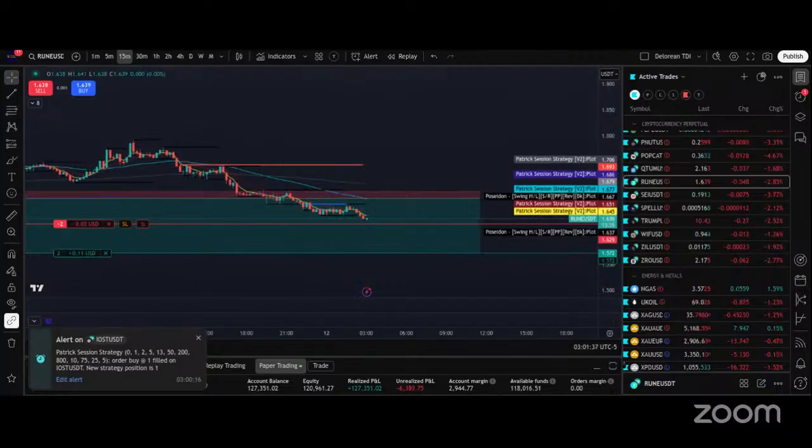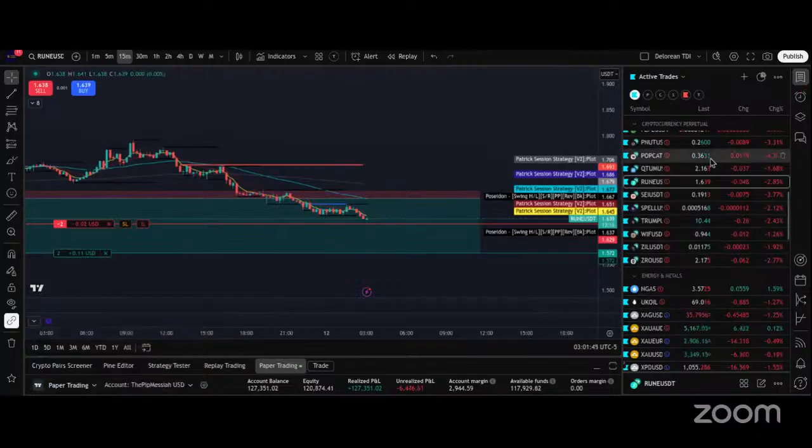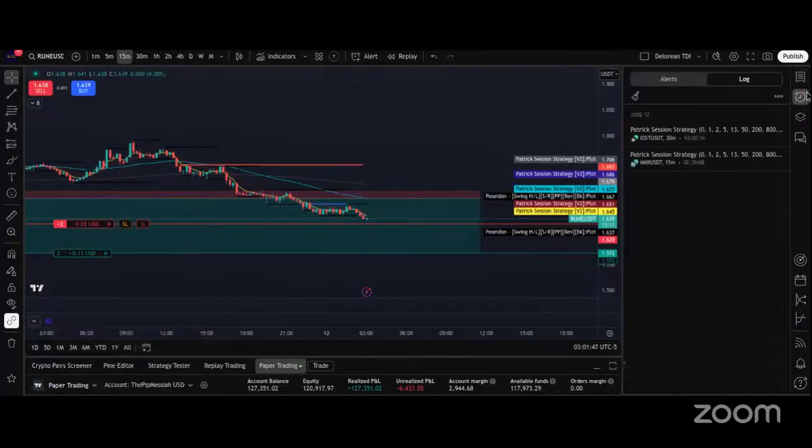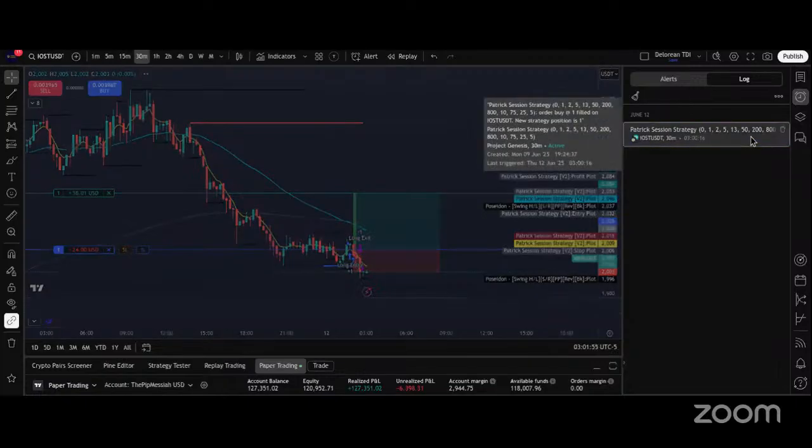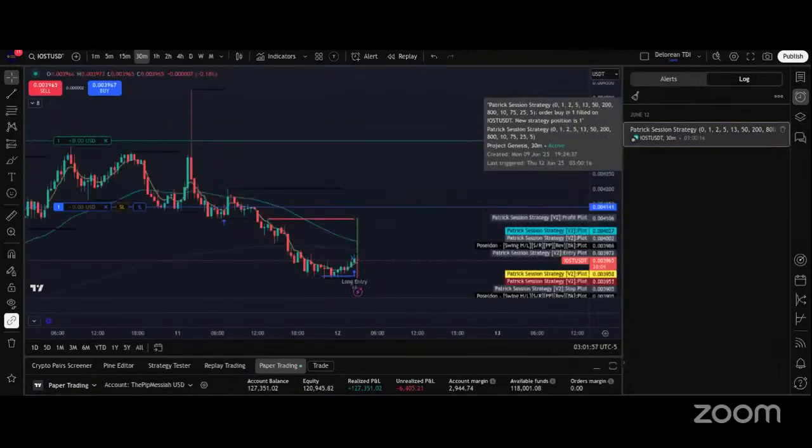Let's see. All right, we got one. Well, I can't really tell how many from here. Let's go to alert bar. We got 1, 2. Looks like we got a maker versus USDT. We know about that one already. And we've got OS versus USDT. Not enthused. Price is currently below the 50 and the 200 EMA.